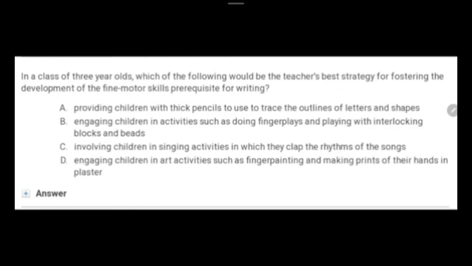In a class of 3 year olds, which of the following would be the teacher's best strategy for fostering the development of the fine motor skills prerequisite for writing? By engaging the children in activities such as doing finger plays and playing with interlocking blocks and beads. Option B is the correct answer.